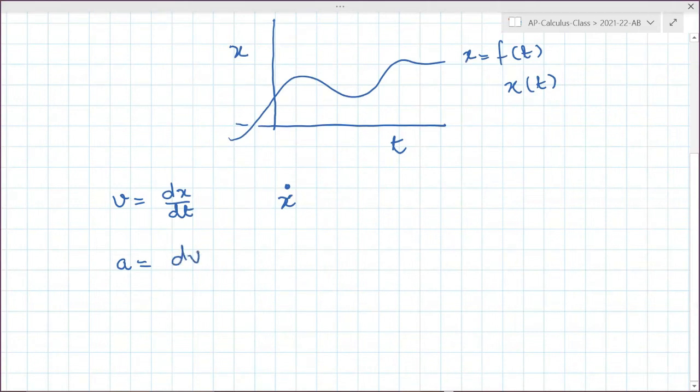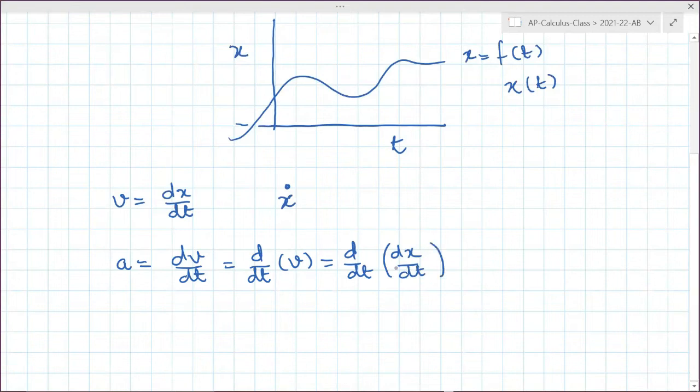So dv over dt, same as d over dt of v, like derivative of v. And v is dx over dt, so d over dt of dx over dt. So that is the second derivative, written like that, also written as that.